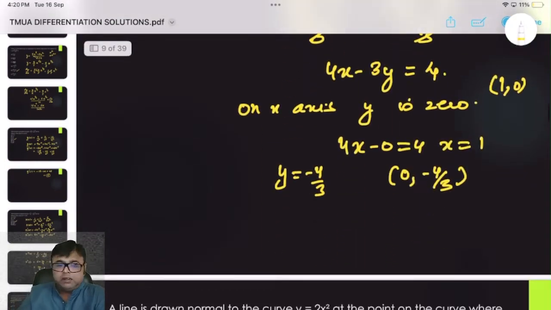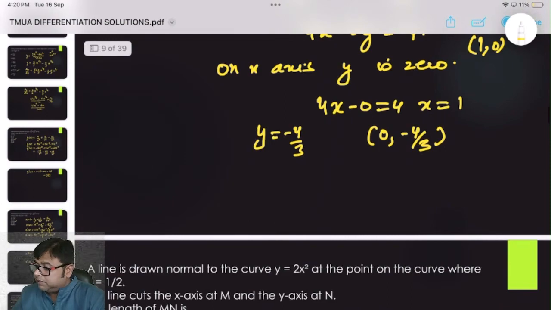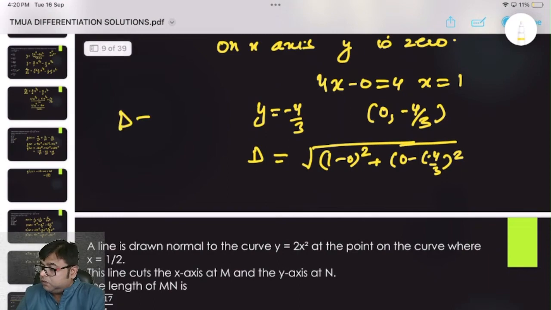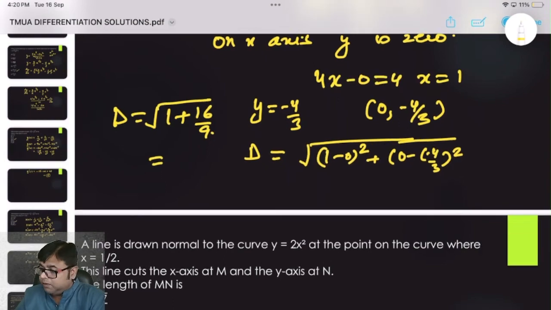So here I have to use coordinate geometry, the distance formula, right? The distance will be under root of 1 minus 0 whole square, plus 0 minus minus 4 by 3 whole square. So it gives me distance is root of 1 plus 16 by 9. This will give me 25 by 9. The root of 25 by 9 will be 5 by 3. So 5 by 3 is the right answer.